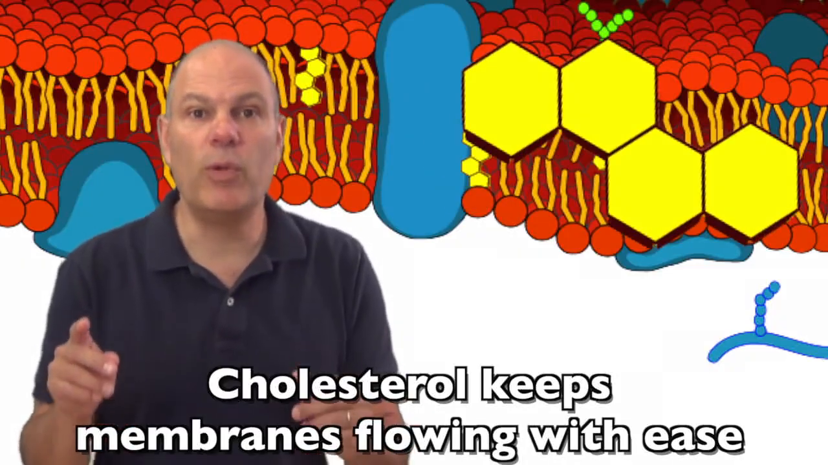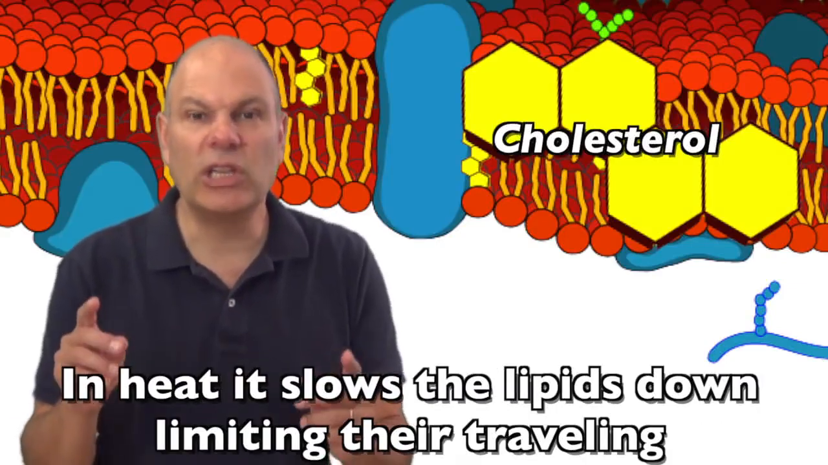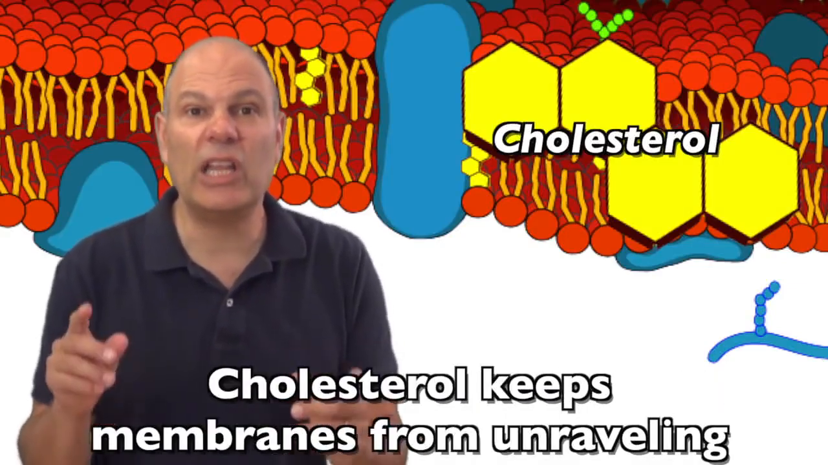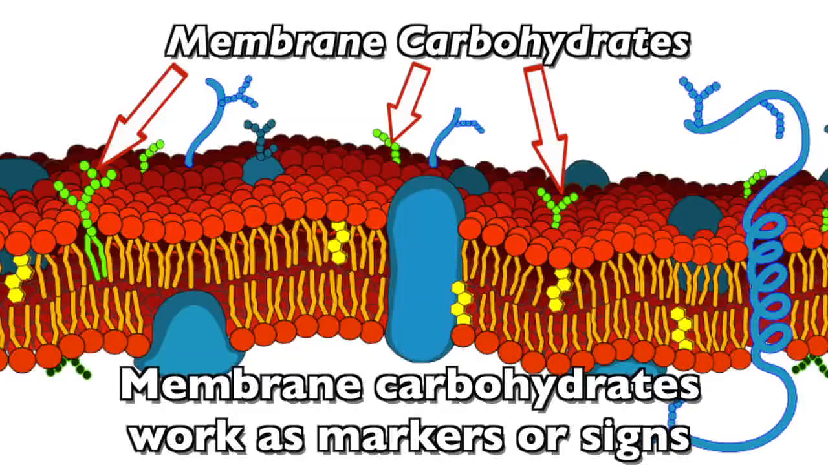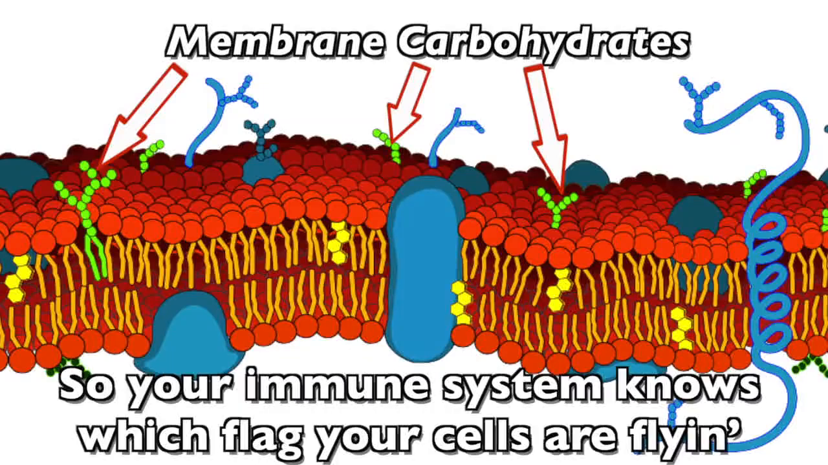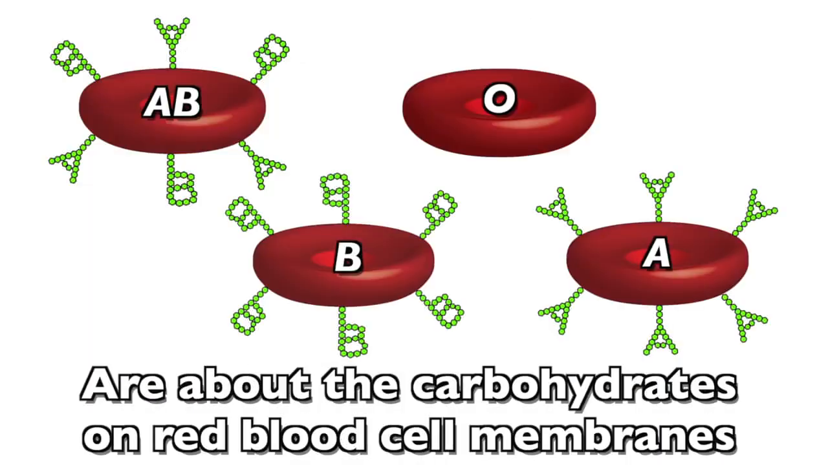Cholesterol keeps membranes flowing with ease. In cold it keeps the lipids moving so they don't freeze. In heat it slows the lipids down, limiting their traveling. Cholesterol keeps membranes from unraveling. Membrane carbohydrates work as markers or signs, so your immune system knows which flag your cells are flying. The blood types A, B, O, and B and A are about the carbohydrates on red blood cell membranes.